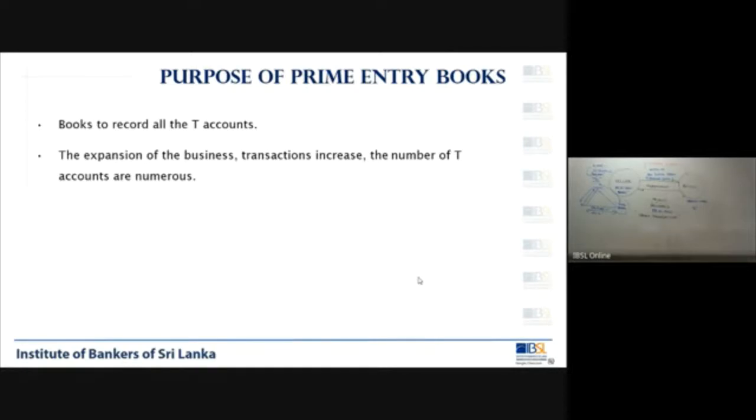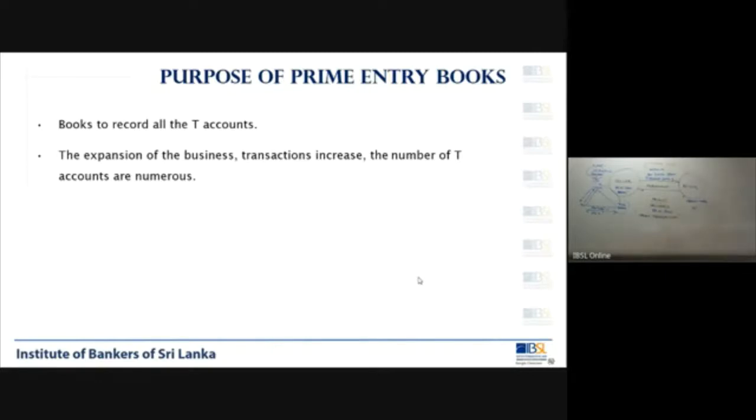Now, say for example, if your bank has 2 million depositors, what does it mean? Each individual will have one account, which means your bank will have 2 million accounts in your computer system. Just imagine if you had to maintain these 2 million accounts in a set of books where you have to write every transaction that you do with these customers.